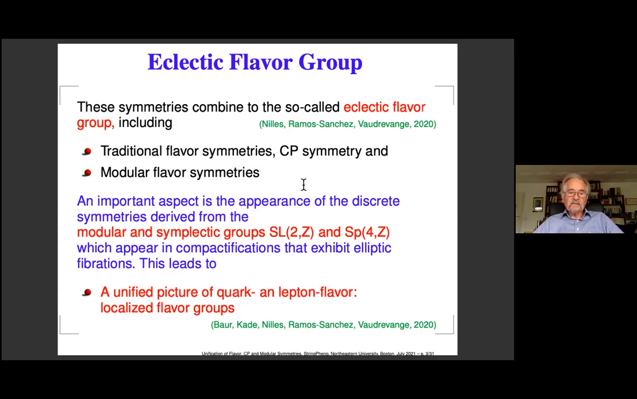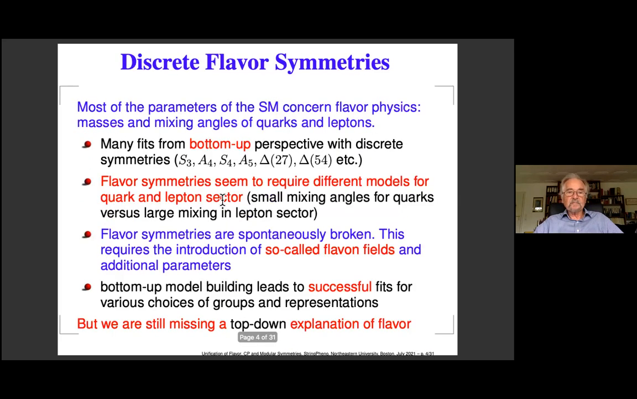In particular, it's interesting to look at the discrete symmetries beyond traditional flavor symmetries, which are built on the modular or symplectic groups, which in our case will be SL(2,Z) and Sp(4,Z). They appear in compactifications that exhibit elliptic fibrations. And the whole picture leads to a unified group of quark and lepton flavor. And in fact, the concept of localized flavor groups, which I'll discuss a bit later.